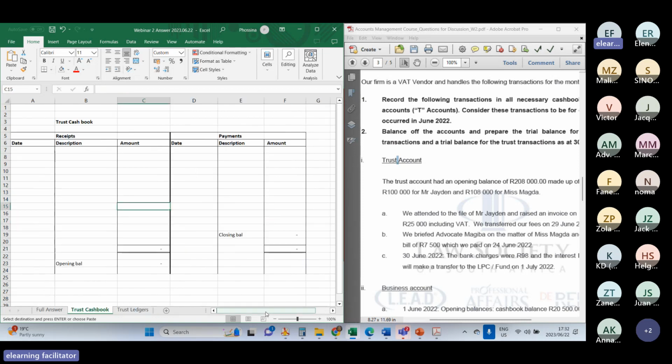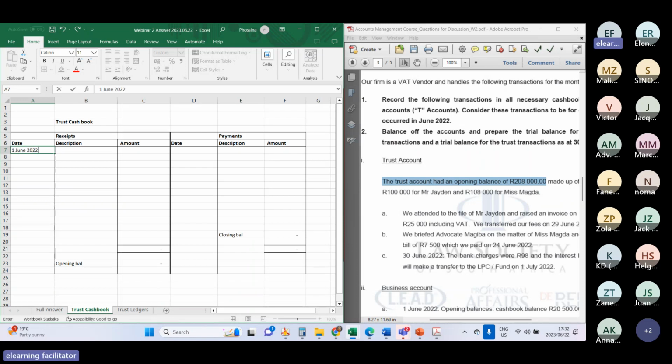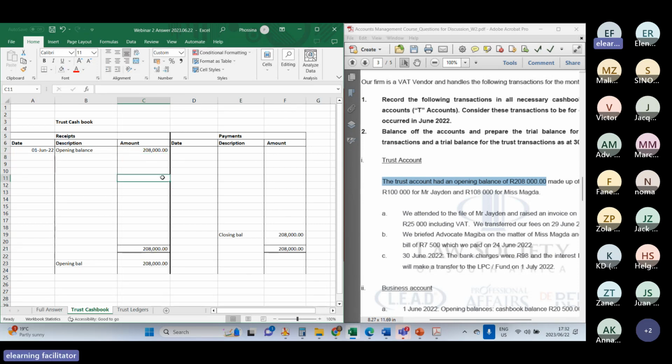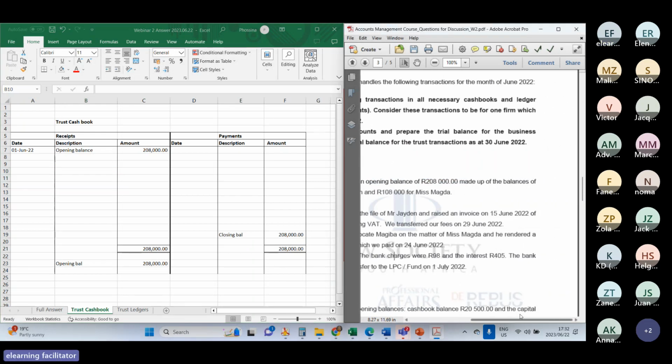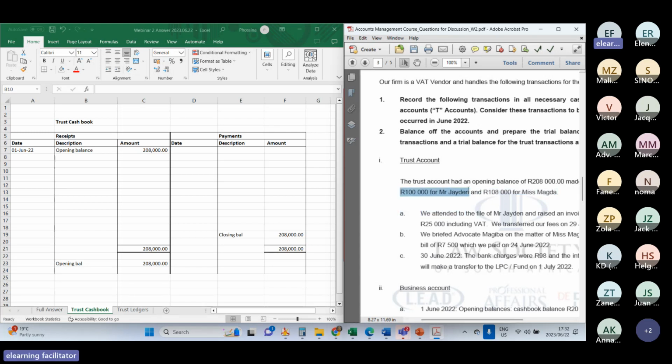So with our trust cash book, we look at our first instruction, so I go to our question. The trust account has an opening balance of 208,000. This is the month of June, so on 1 June 2022, we had an opening balance. Our trust account can never be in credit. That is one rule that we have. We always know that it's a debit balance. That is the balance that we have on 1 June 2022. We are told that this balance is made up of 100,000 for Mr. Jaden and 108,000 for Miss Magda. So we can already record in our ledgers.